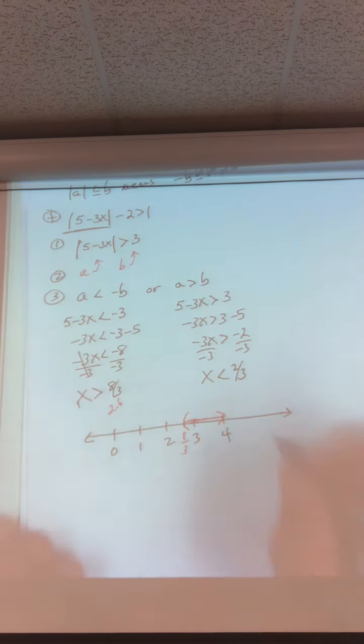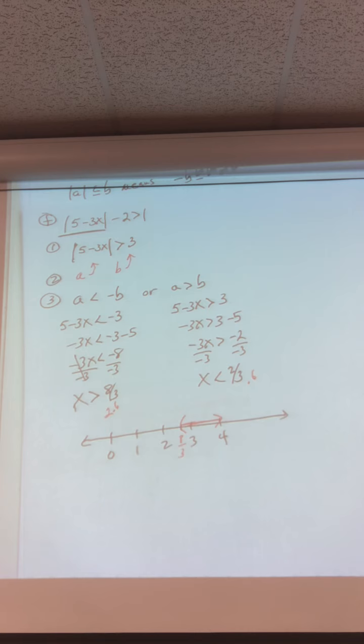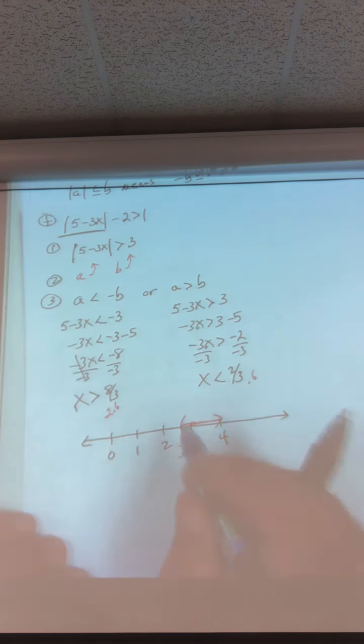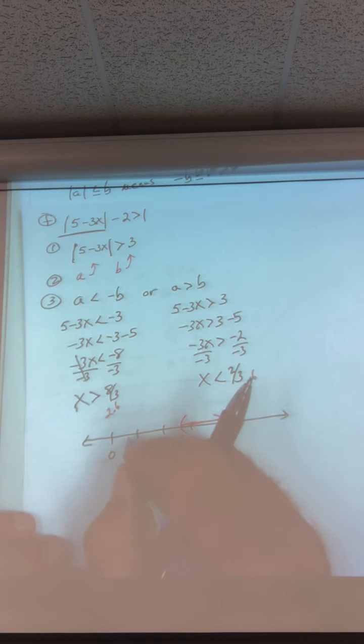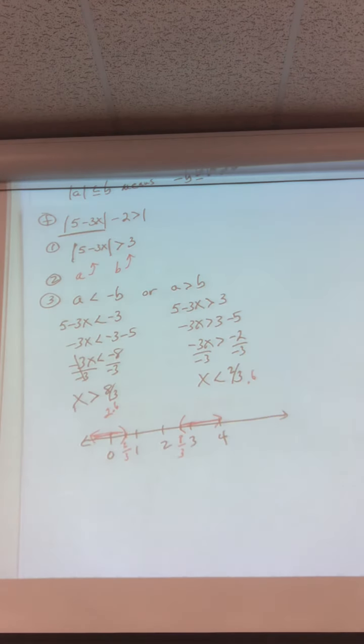Now, x less than 2/3. If you don't know where that is, take your calculator, that's about 0.6. So it's a little over halfway between 0 and 1. So 2/3 would be about there, parenthesis, going to the left.